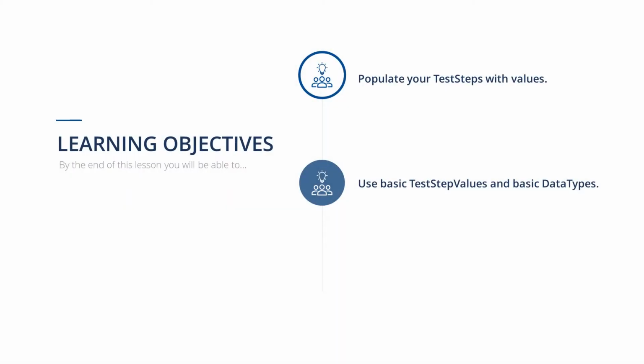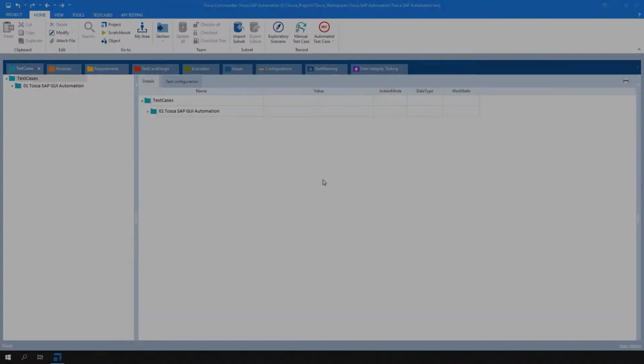We previously learned how to create test steps by adding modules. The focus of this lesson is how to populate your test steps with values in order to instruct Tosca to steer the SAP application accordingly. More specifically, you will learn how to use basic values and basic data types for your test step values. So let's begin with a high-level overview.